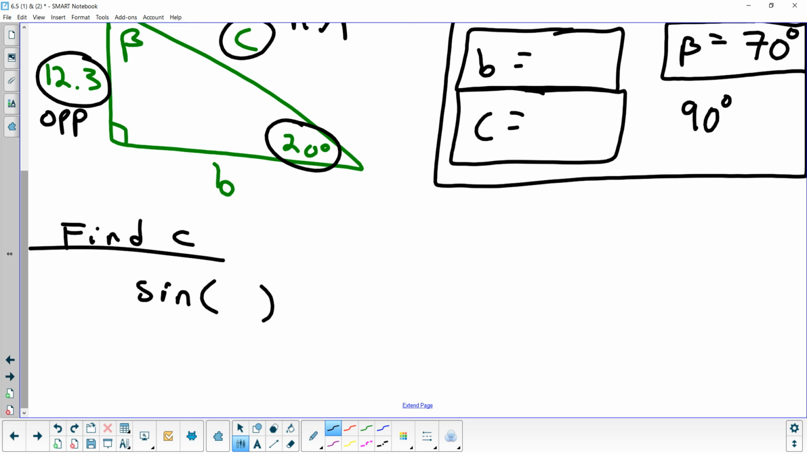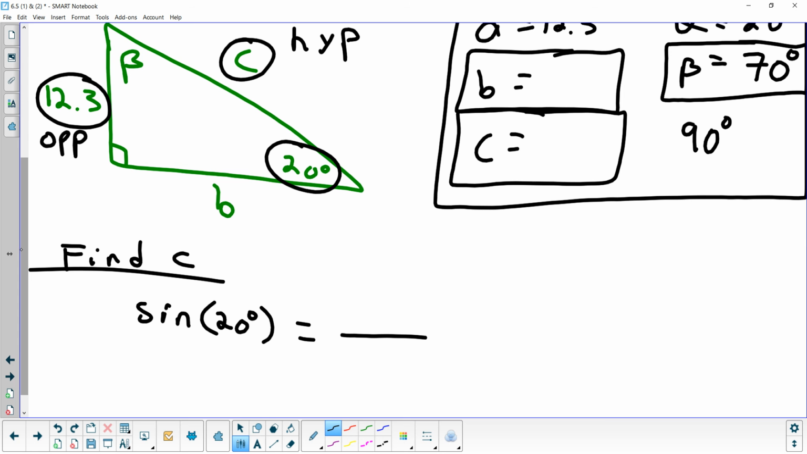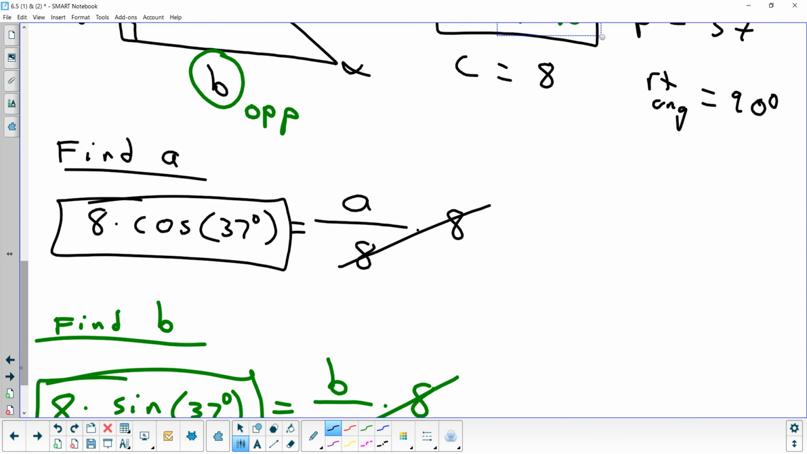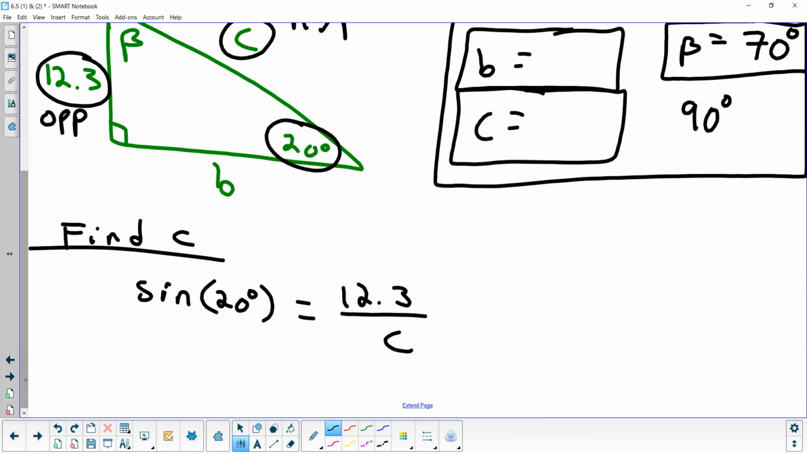So, sine of, fill in your argument. Sarah, what's the angle that I'm using? I'm using the 20 degrees. Again, you can do this in radians exactly the same way, we're just not. Sine of 20 degrees equals, Matt, what's the opposite side? 12.3. Yeah, 12.3. And Casey, the hypotenuse? C. So a little bit different than the last one. If you look at the equation there, the variable was on the right-hand side, but it was in the top. Now it's on the right-hand side, but it's in the bottom.